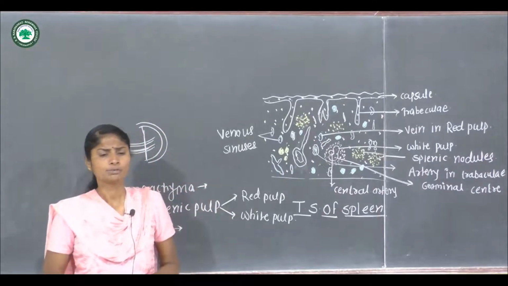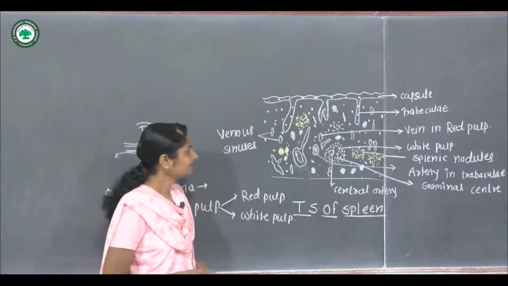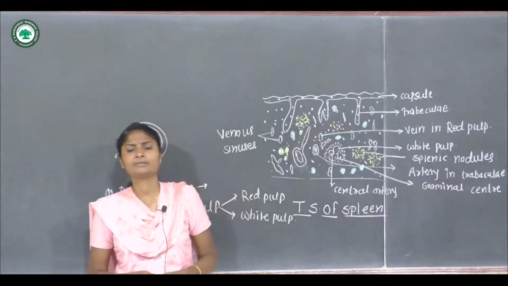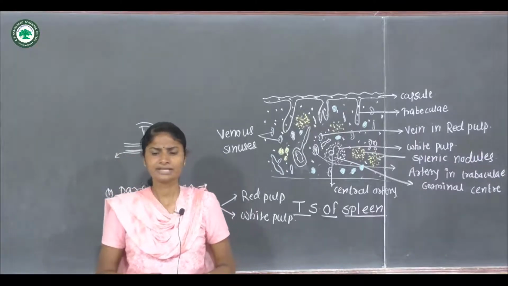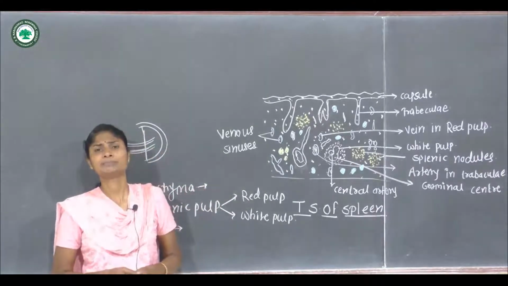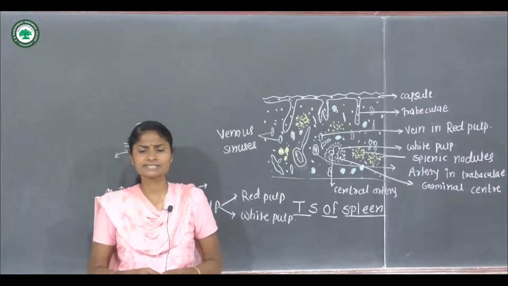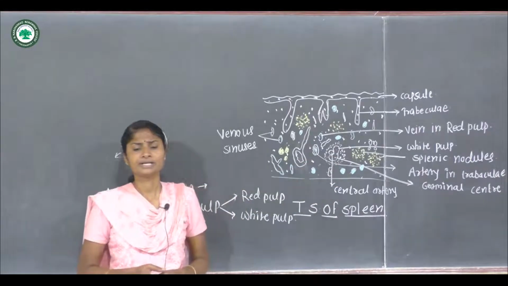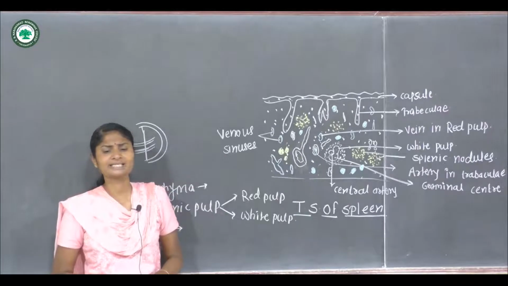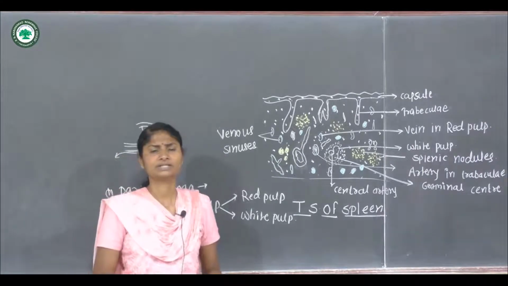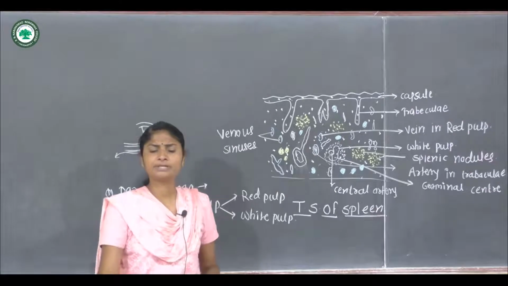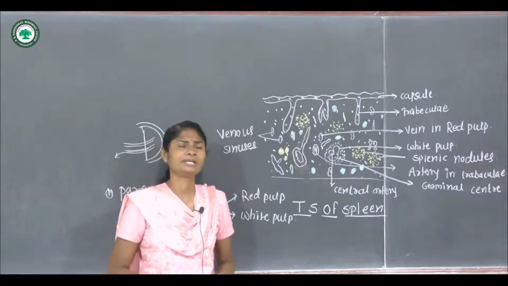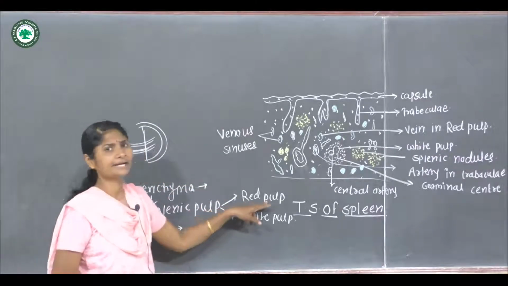In the white pulp, towards one side of the artery, a germinal center is present, where active multiplication of lymphocytes occurs. The germinal centers are numerous in the spleen of children but less numerous in the adult spleen. Next type is red pulp.